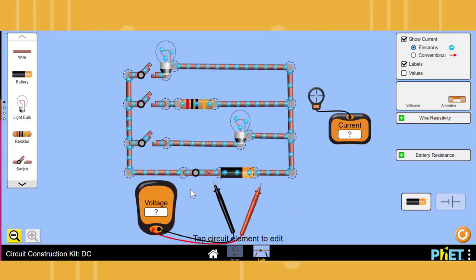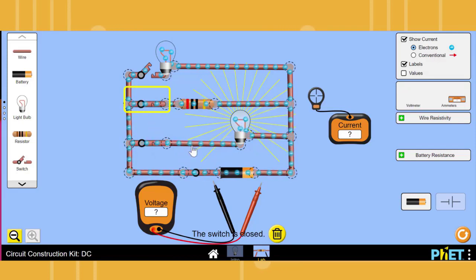So I'm going to go ahead and click the switches, and you can see this first light has a lot of power to it because it's really bright. Current is moving through it pretty quickly, suggesting that there's low resistance within that particular light bulb.